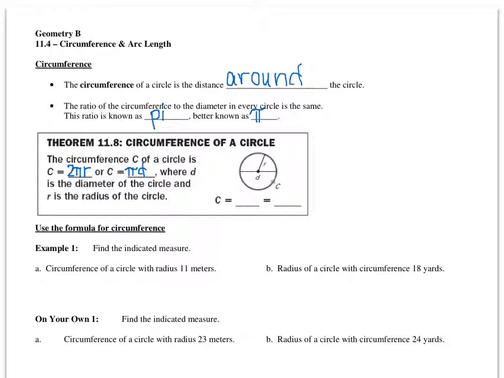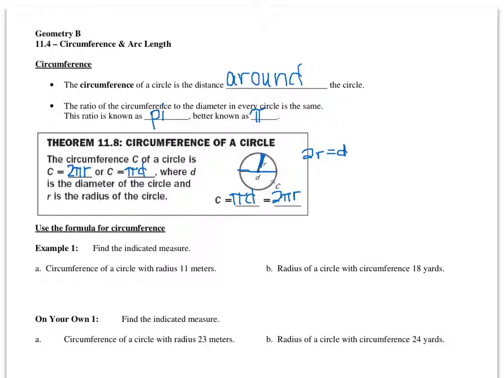And this should make sense because the radius is halfway across the circle, and the diameter is all the way across. So if I did 2 times my radius, it would equal diameter. So C equals either pi times d or 2 pi r. And you're going to decide which one to use based on whether you have information on the radius or diameter, or whether you're trying to find the radius or diameter.